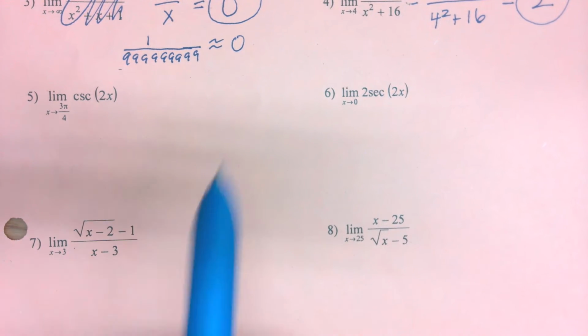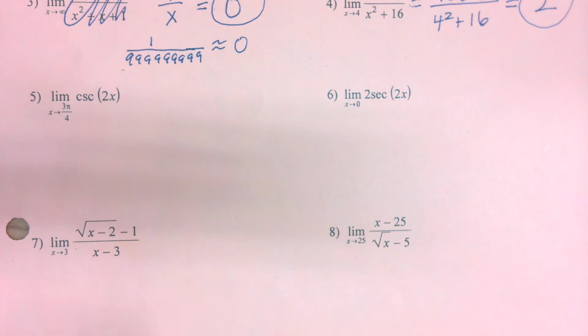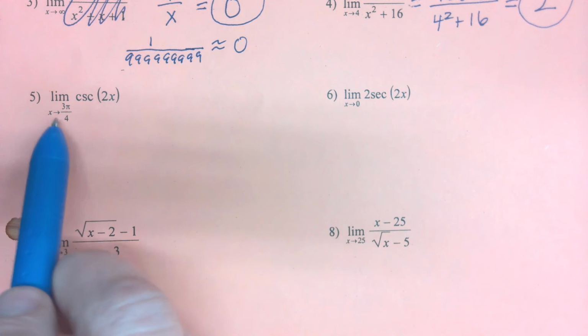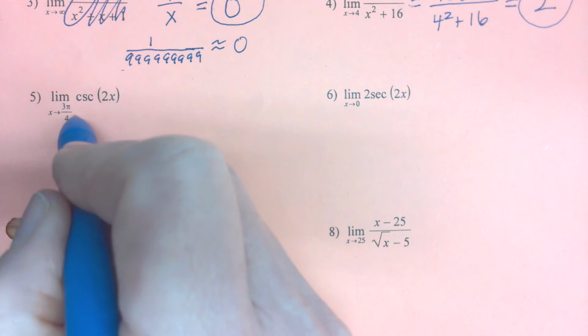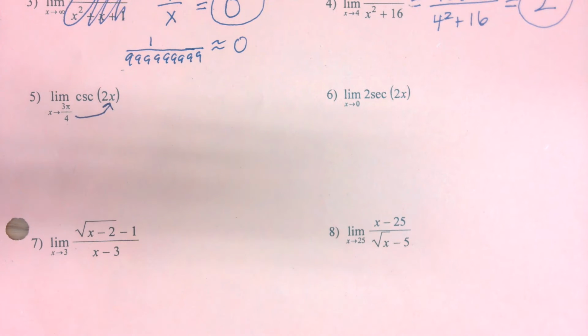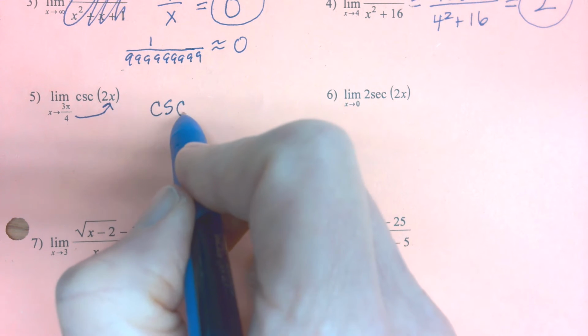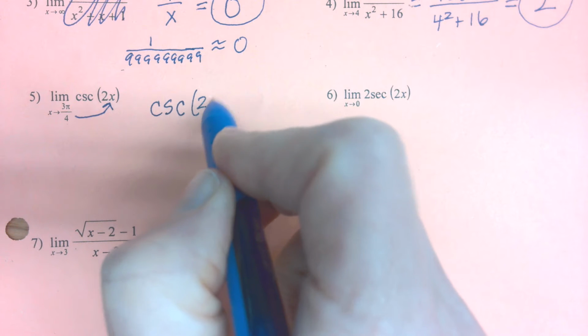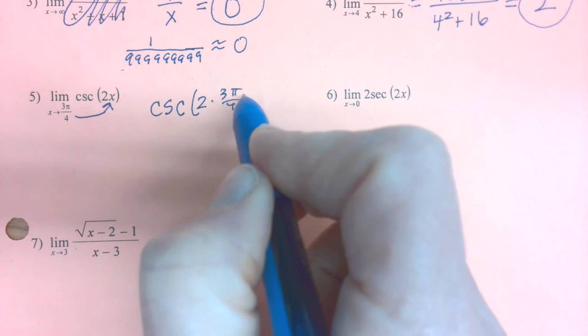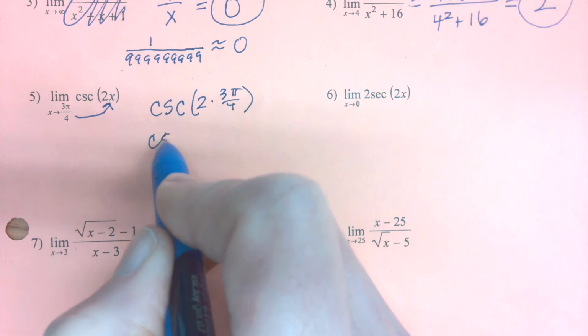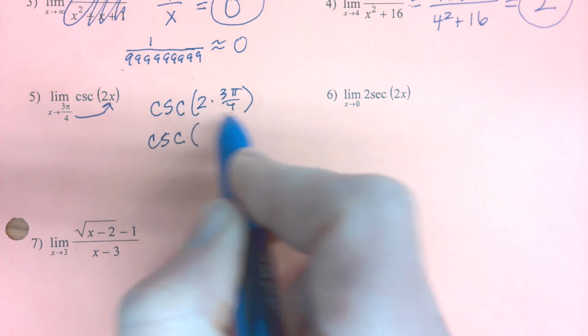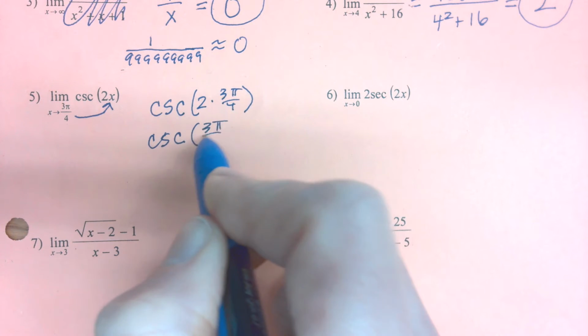What if my function is a trig function? Doesn't change anything. If it's not approaching infinity, I plug it in. So I'm looking at the value of the cosecant of 2 times 3 pi over 4, which is the value of the cosecant of, when I simplify that down, 3 pi over 2.